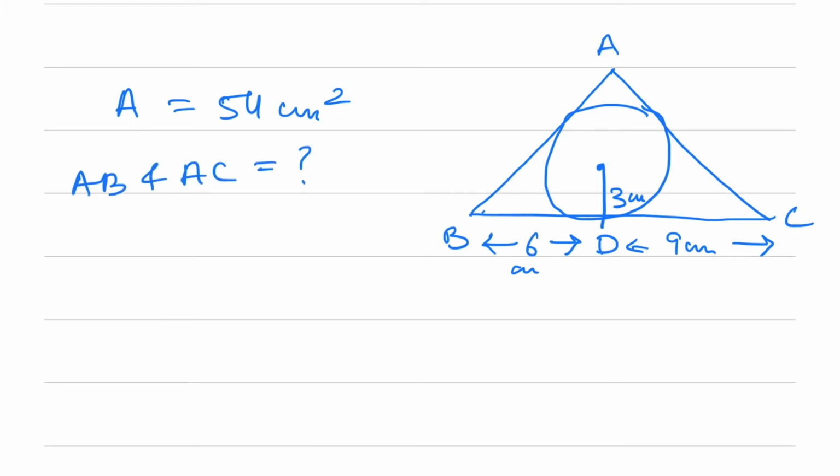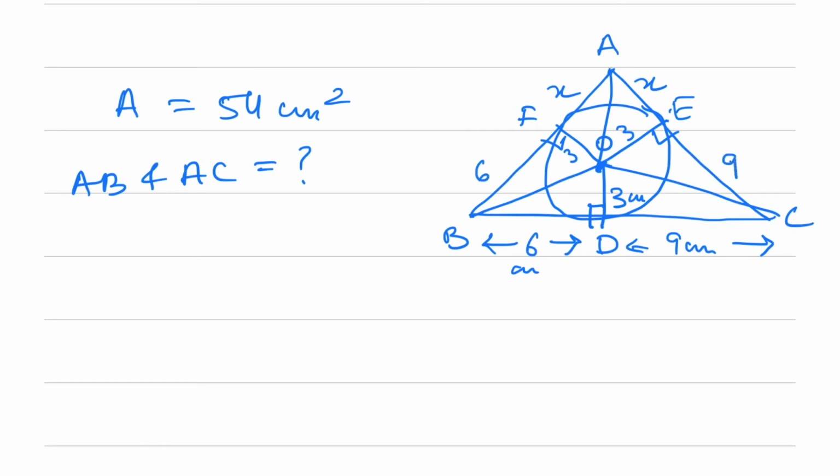So we can join the point of contact of the tangent to the center. So all these angles are 90 degrees, and all these are 3 centimeters. This point is O, and we can join AO, BO, and CO. Let this point be E and this point be F. Now we can take AF as x, and it will be equal to AE. This will be equal to 6 and this will be equal to 9. The reason being, tangents from the same point to the circle.